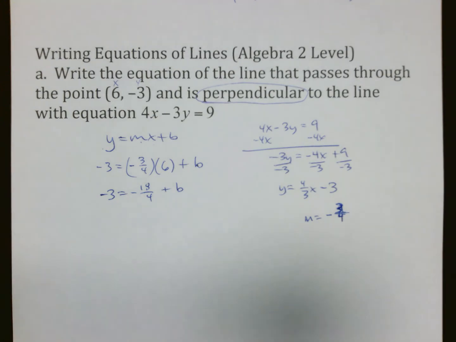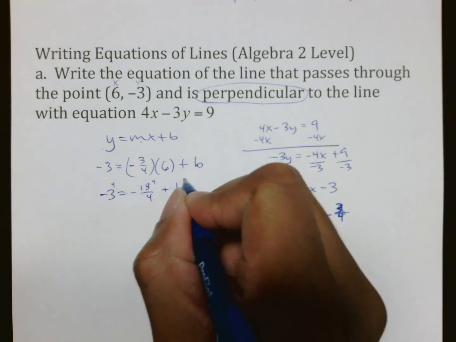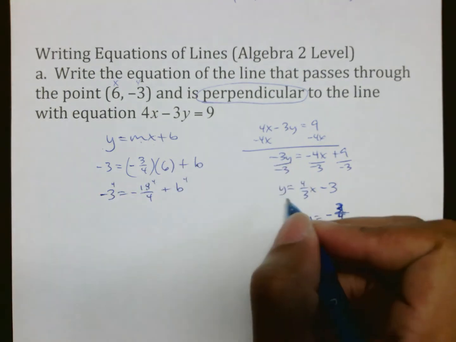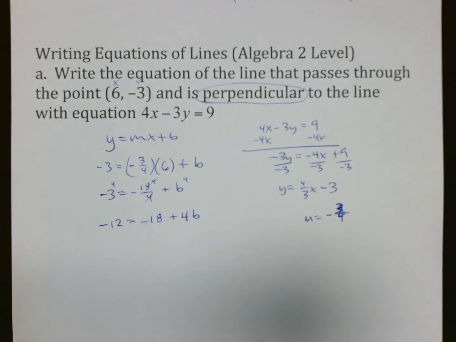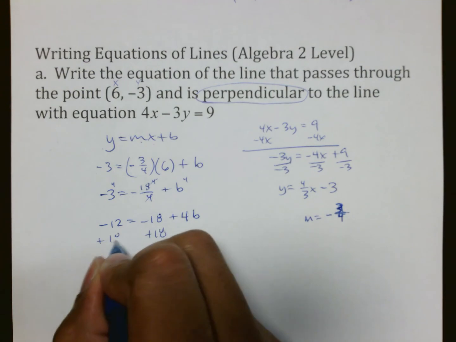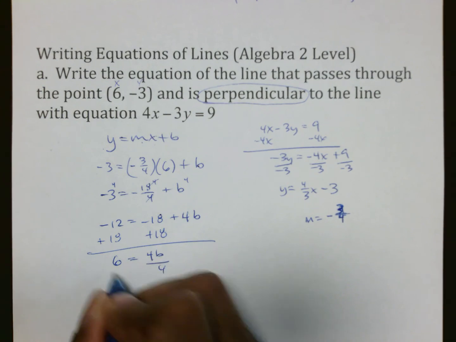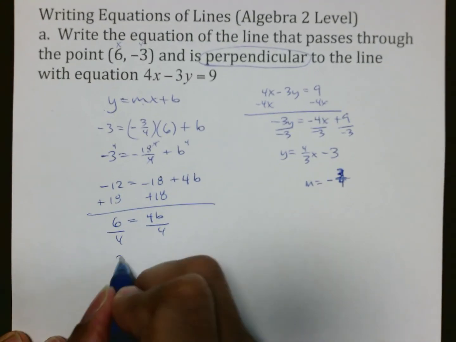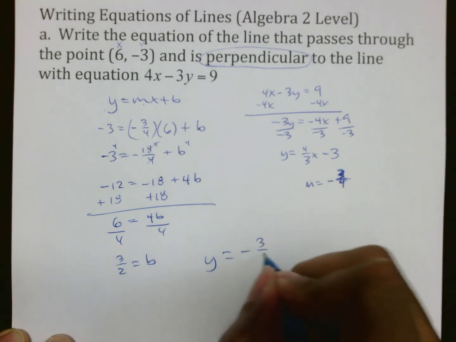And now we have work to do. Well, this is where that fraction stuff that I taught you helps. Sure, we don't like the fraction, but here's what I know. There's a fraction at the bottom. I can multiply everything by 4 if I want to and make my life a little easier. So this ends up being negative 12 equals, remember your 4s cancel, negative 18 plus 4b. And now it's a basic algebra problem that we can just work out. Add your 18 to both sides, you get 6 equals 4b. Then you divide by 4, getting the answer of 3 over 2 equals b. And your final answer is y equals negative 3/4 x plus 3 over 2.